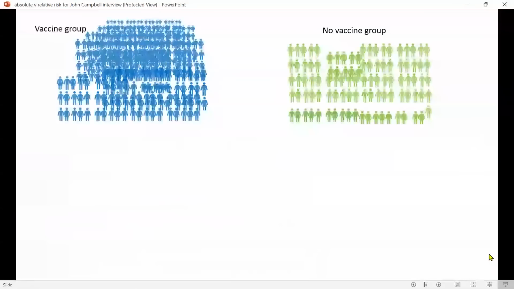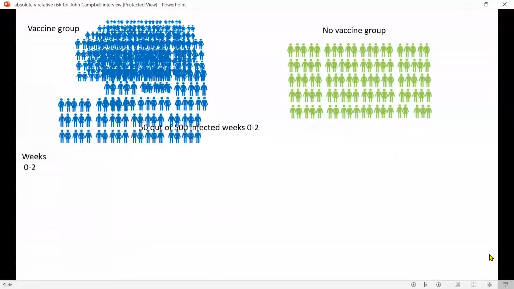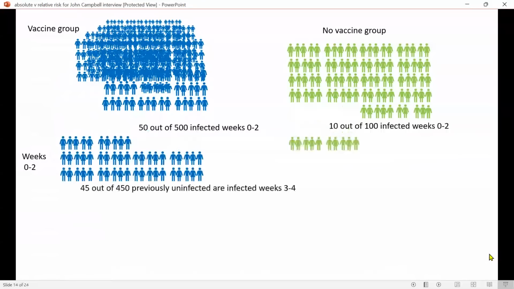Just imagine now you've got 500 in the vaccine group and only 100 in the no vaccine group. And we do the same argument again. We look at what happens in the first 2 weeks. 50 out of the 500 are going to be infected in the vaccine group, and we're still going to have 10 in the no vaccine group infected. And then in weeks 0 to 2, again, you're going to get 10% of the previously uninfected, which is 45 out of 450 in the vaccine group. So you're going to get another 45 coming down there.